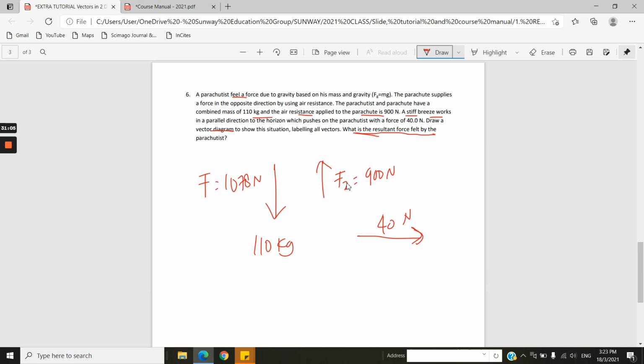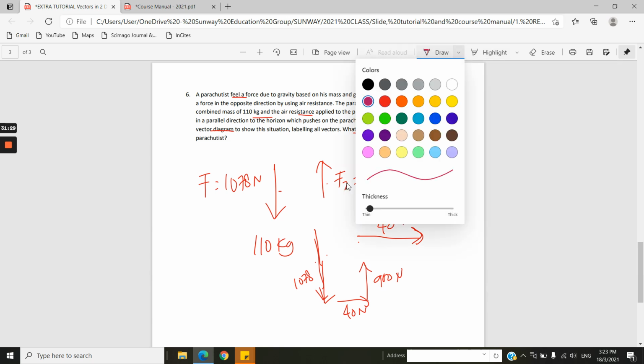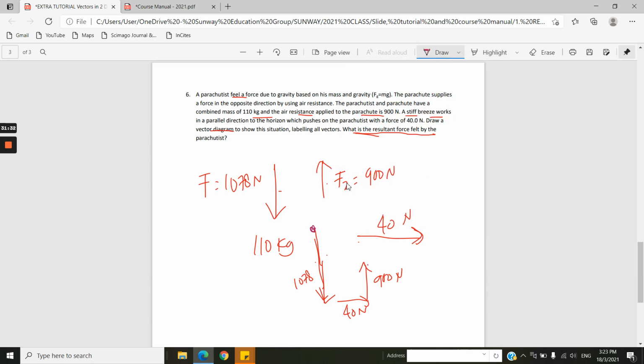Okay, so you have three forces. How to draw the diagram? First of all, you combine, A, B, C, or you add this. Okay, 1078, you add with 40 Newton. Then you add with the second force, 900 Newton. Okay, you have three forces, you combine them, tail to head, tail to head, tail to head. Then your resultant force will be tail to head at the end. Okay, so this is your drawing diagram, or we call it free body diagram.